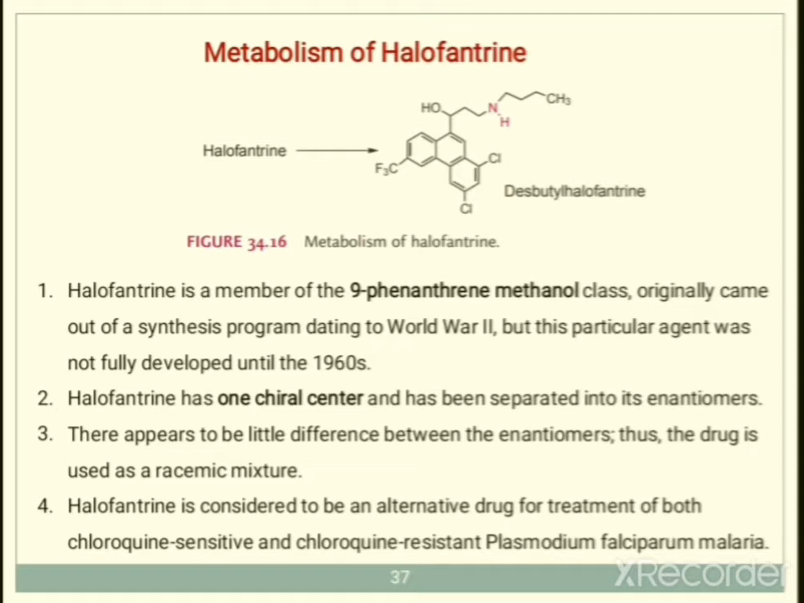Further, halofantrine has one chiral center. Okay, so in halofantrine one chiral center will be there, and it has been separated into its enantiomers. Okay, meaning it has enantiomers because it has one chiral center. There appears to be little difference between the enantiomers. This drug is used as a racemic mixture. Okay, so although it has enantiomers, it is used in the form of a racemic mixture.